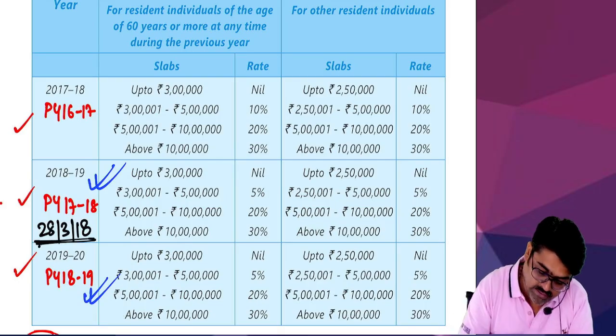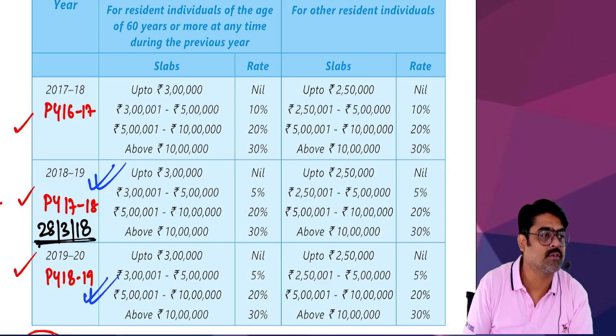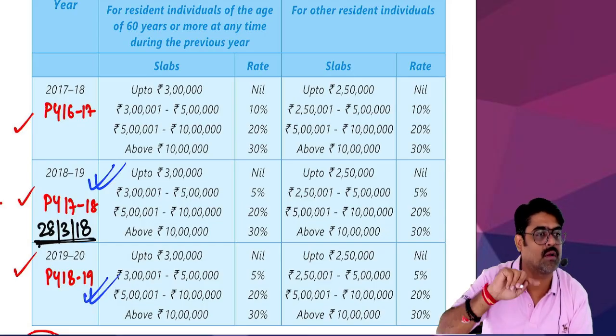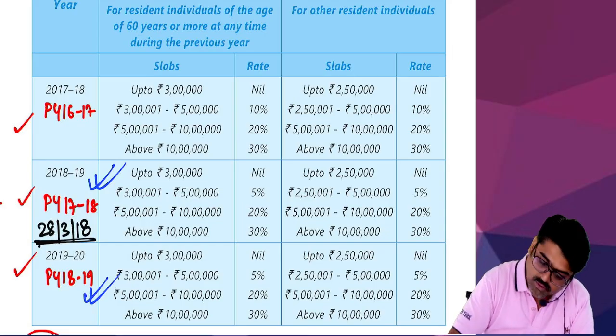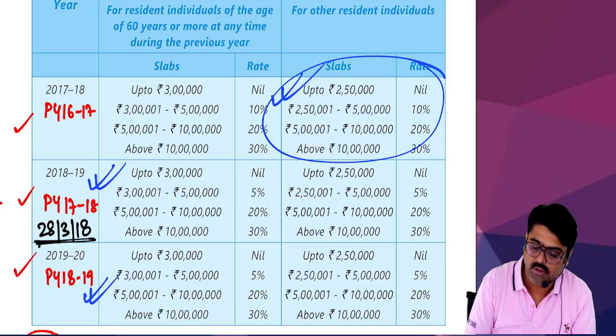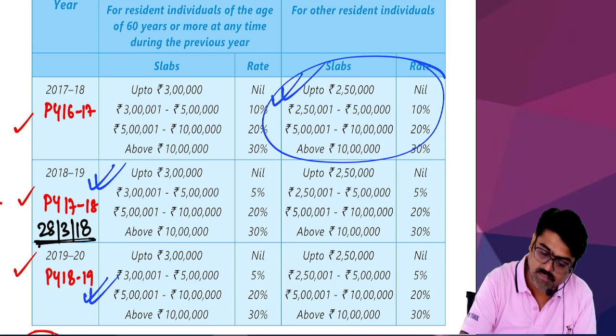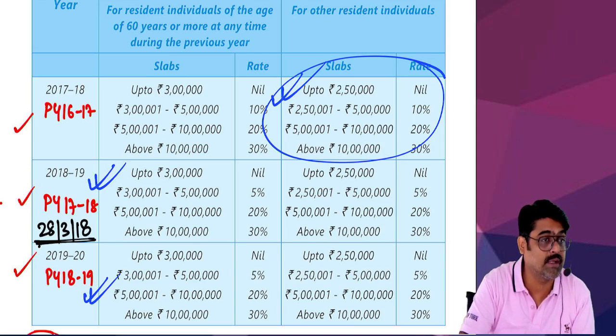But prior to that, in 17 he was only 59 years. So was he a senior citizen or a non-senior citizen? So in 17 this rate is applicable, yes or no? Up to 2,50,000 no tax. 2,50,000 to 5 lakh 10%, then 20% and then 30%, and 3% cess was applicable, yes or no?